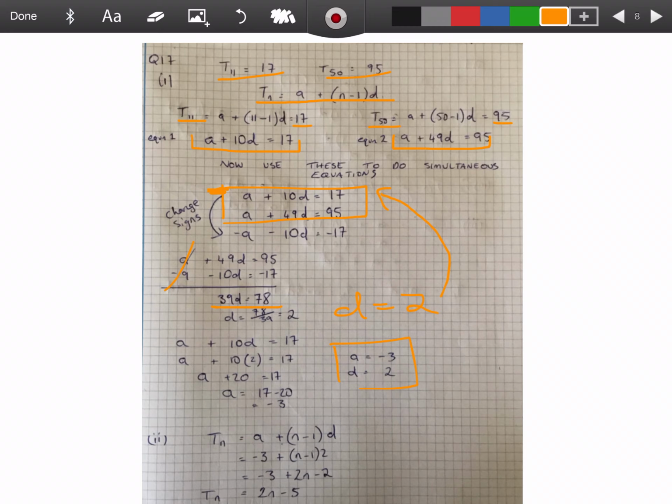So you've used the simultaneous equations to do that. Again, it's all there for you. Pause it, have a proper look if you want to, and then we just fill it into the general term like you guys did for me yesterday. So we're all good. So that's it. Okay, thank you.